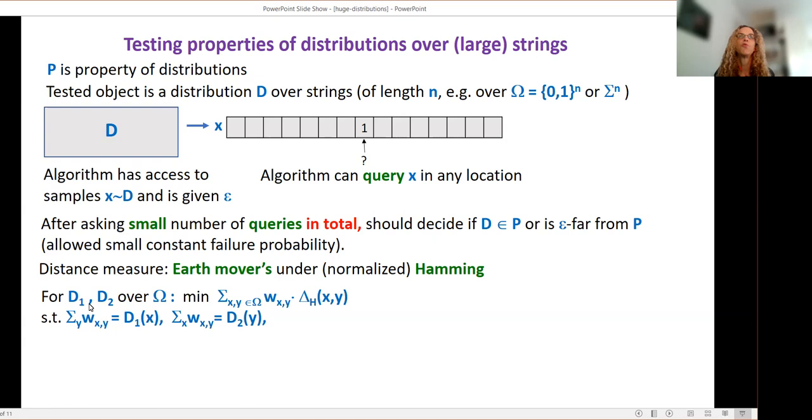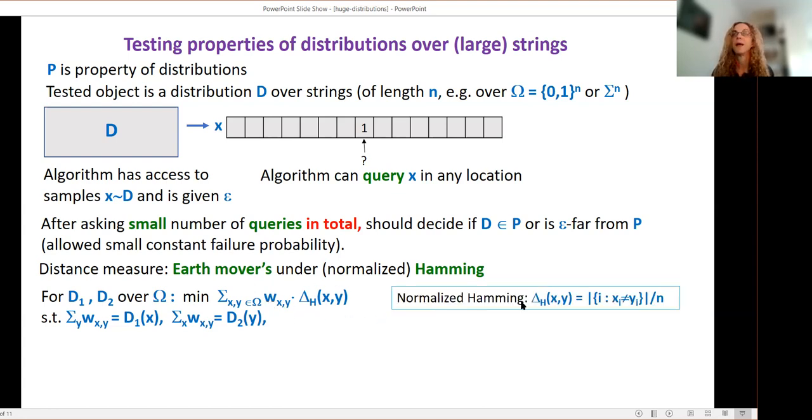For two distributions d1 and d2 over the same domain, again 0,1 to the n or sigma to the n, what we ask is: how much does it cost us to transform one distribution to the other? What do I mean by this? We move weight from elements in one distribution to the other, and when we move some weight, we pay the weight that we move times the normalized Hamming distance between the strings.